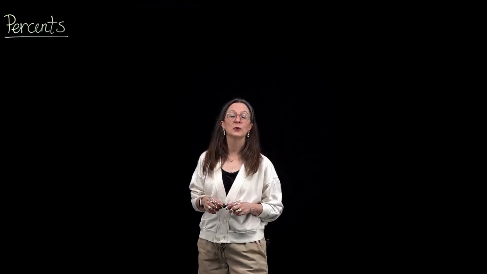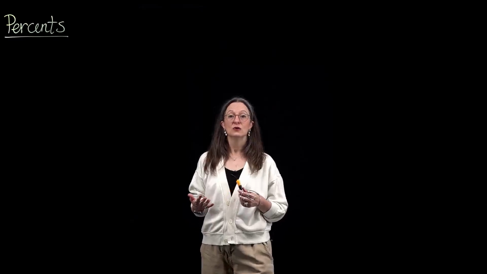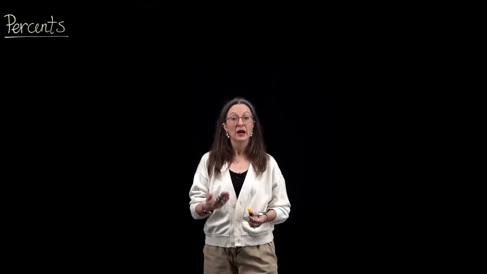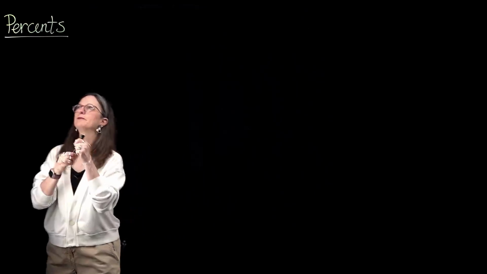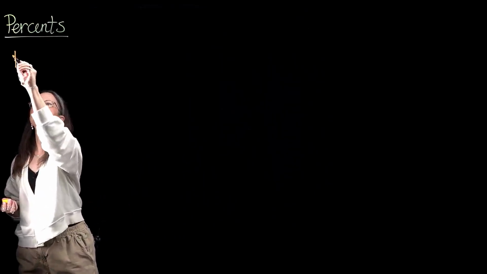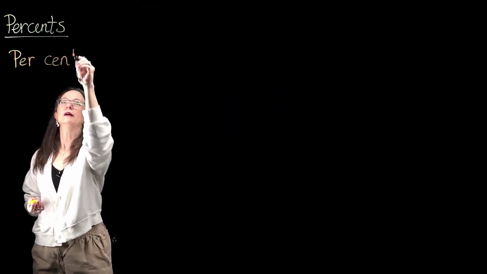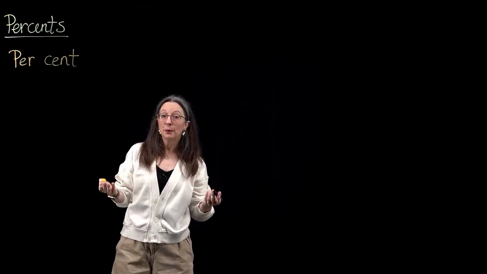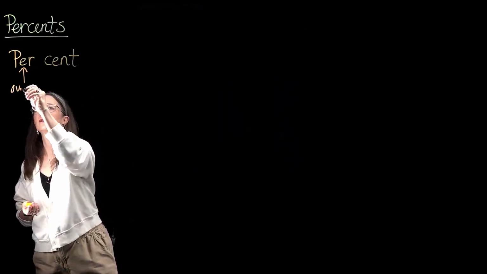Often I find with percents and decimals, it helps to translate to how we speak the numbers and the symbols, and then we can understand what they mean. So let me show you what I mean. When we see percents, I want to split that up into two words, per and cent. Now per literally means out of.